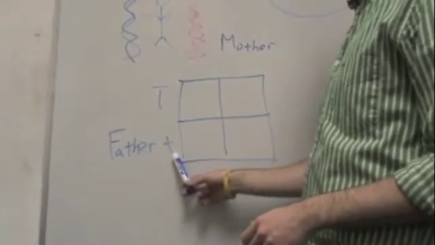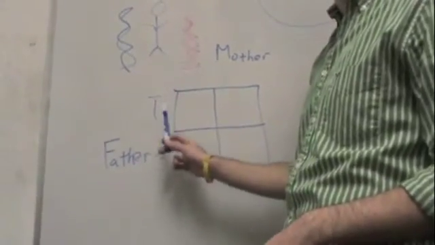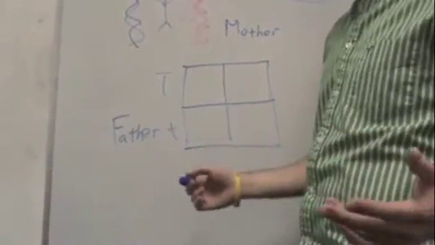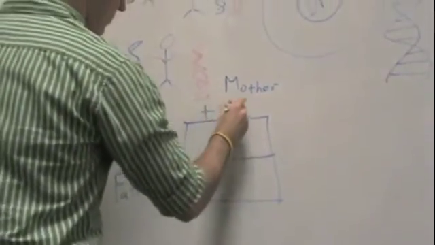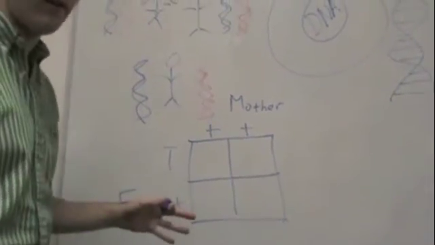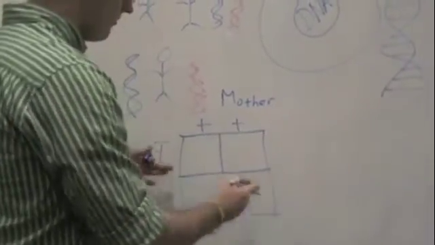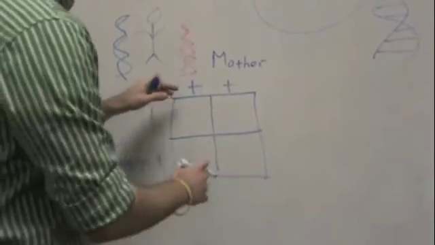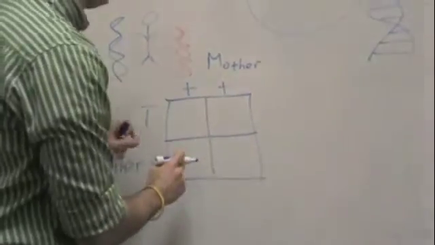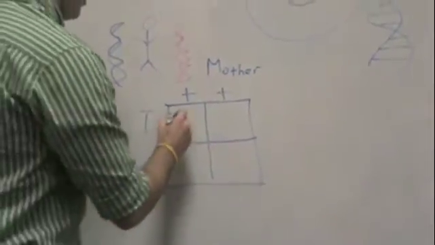Now, the only way that he could be short is if he had two recessive small genes, but he doesn't. However, let's say that your mom does. Let's say that your mom is short, and that's because she has two recessive small genes. So that's what it looks like. Now, the Punnett square shows how these match together. So your father has one tall dominant gene and one short recessive gene, and your mother has two short recessive genes. So here's how it's going to look.